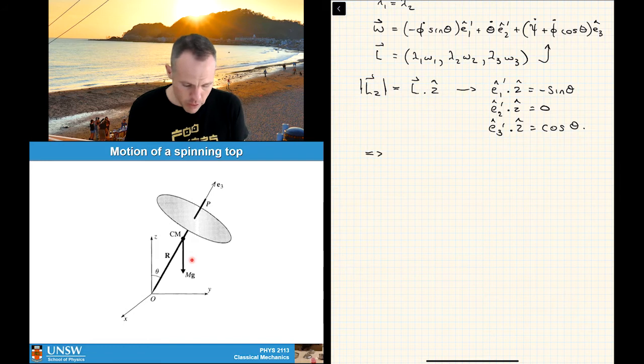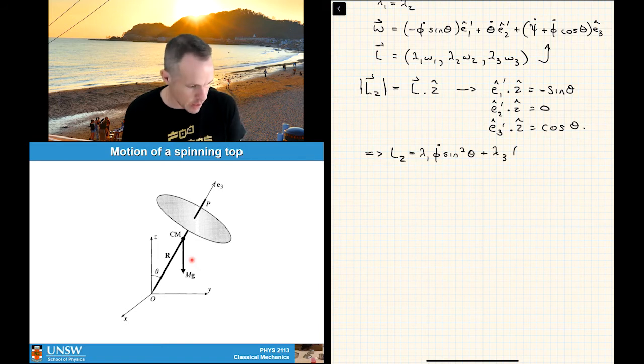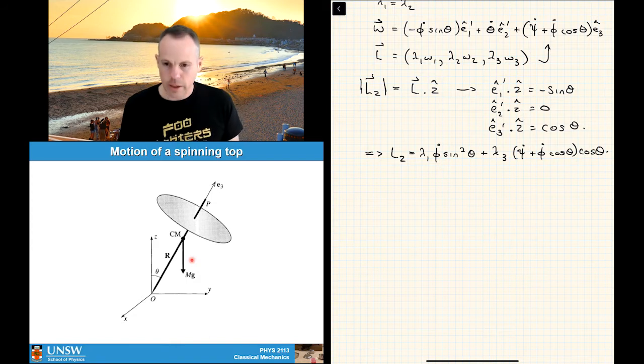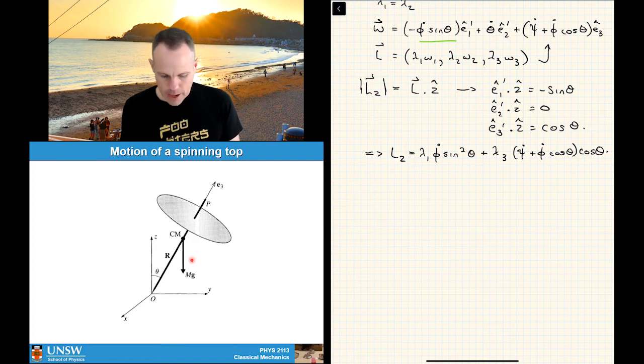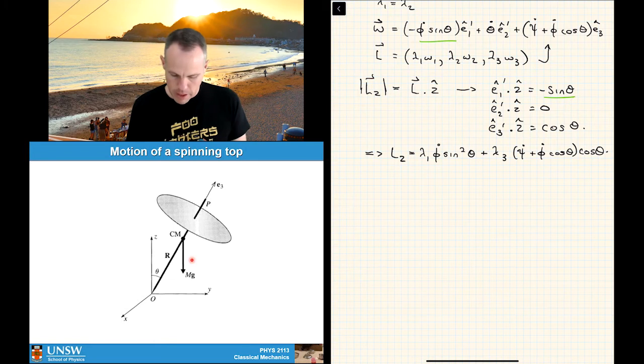So what will happen here is our LZ will now look like lambda 1 phi dot sine squared theta plus lambda 3 psi dot plus phi dot cos theta. And so all I've really done here is basically take this term, multiply it by lambda 1, and then multiply it by the minus sine theta here to get me that term.